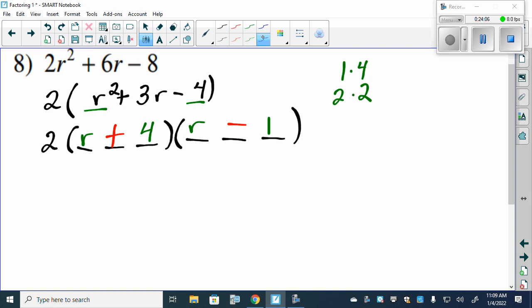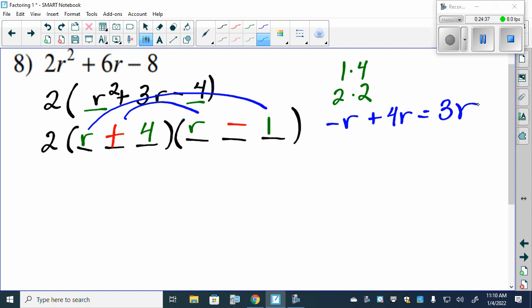And just to make sure, we can check it. Our r times negative 1 would be negative r. Our 4 times r would be plus 4r. And negative r plus 4r is positive 3r. Is positive 3r what we wanted for the middle term?